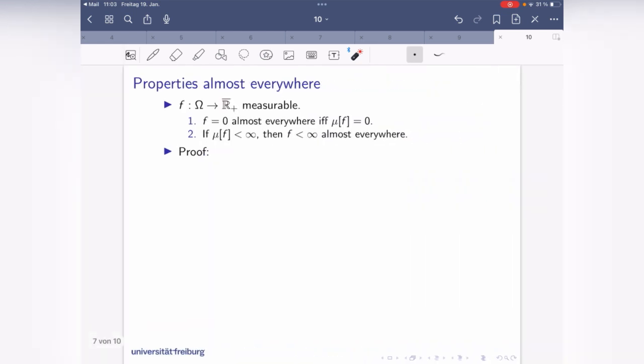Then the next property. Properties almost everywhere. So f again goes only to the non-negative numbers. And I have that f is 0 almost everywhere if and only if the integral is 0. And if the integral is finite, then f is almost everywhere finite.